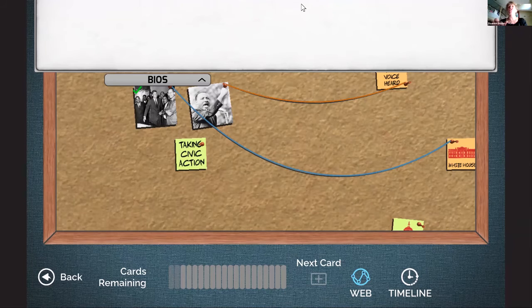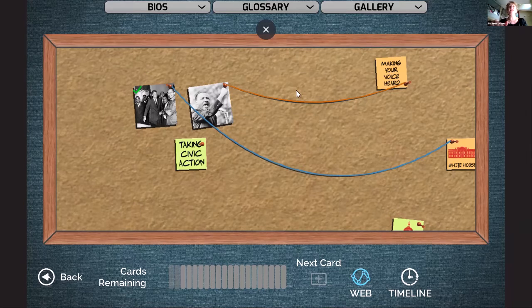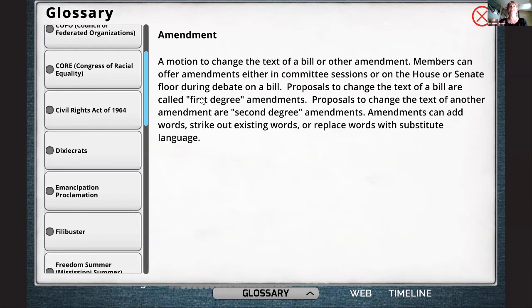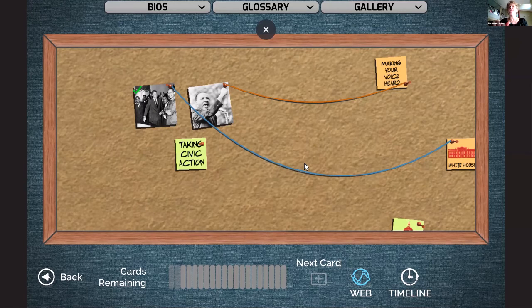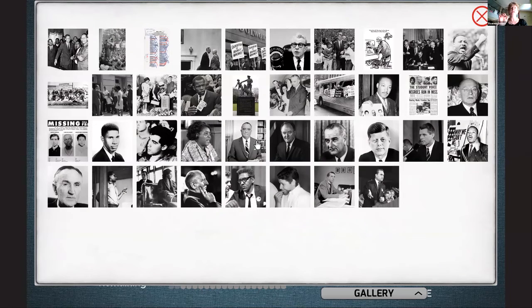We also have glossary terms, and the glossary terms are hyperlinked for the students within, but at any time they can go through and read the glossary. And then also we have a gallery, as I was saying, of all of the images that are available for you to use. As you can see, we're limited somewhat in the images that we have, because one of the things is non-copyright. Almost everything of Martin Luther King is still copyrighted.